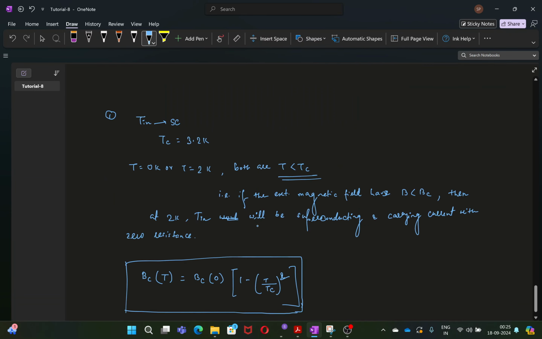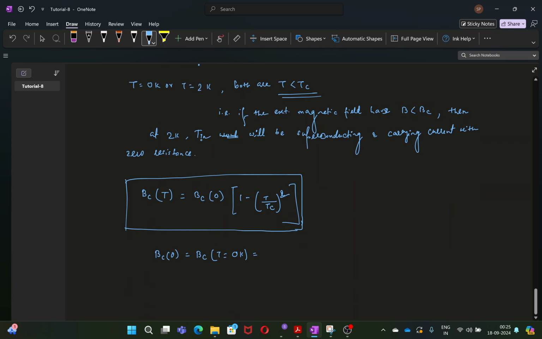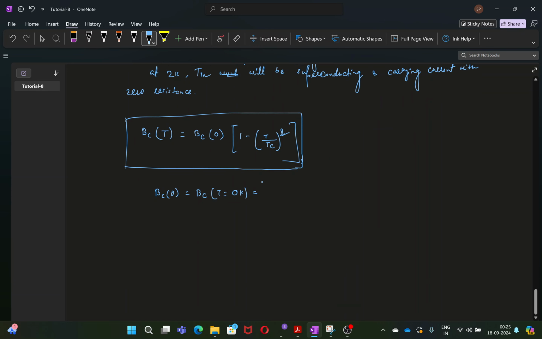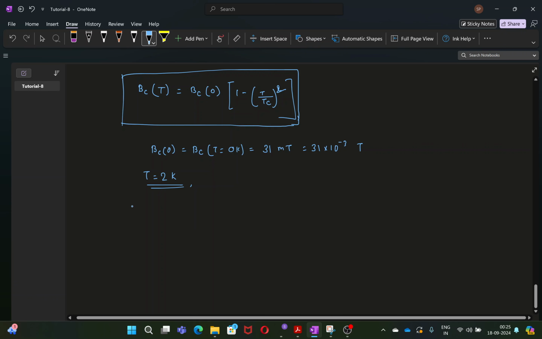So T equal to Tc equal to 3.7 Kelvin, and your BC0 value is equal to 31 millitesla, or 31 into 10 to the power of minus 3 Tesla. And the temperature at which you need to calculate the final result is T equal to 2 Kelvin. So first we will calculate the critical field value at T equal to 2 Kelvin.